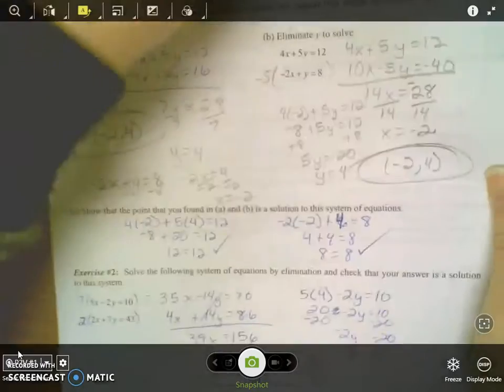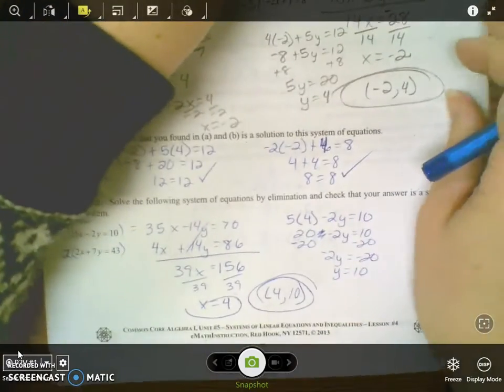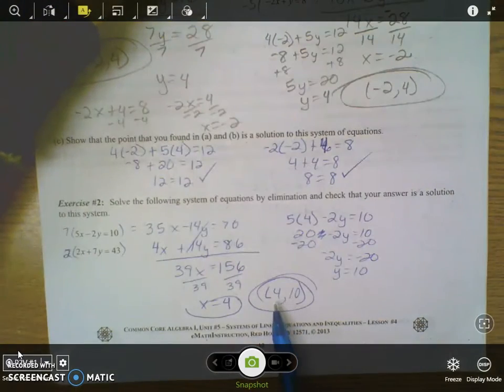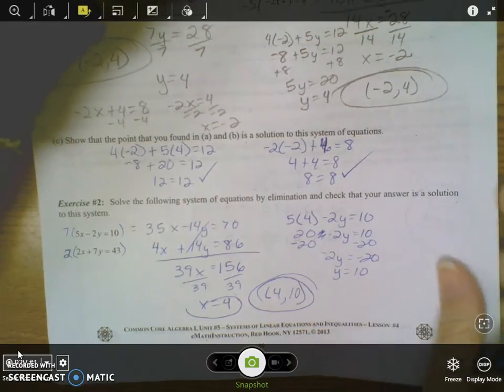Okay, here's your answer for exercise 2. So we came up with the ordered pair 4, 10 for this one.